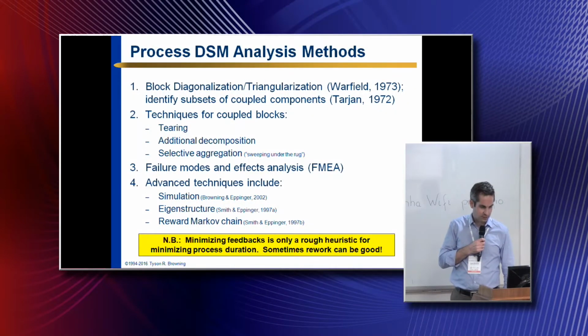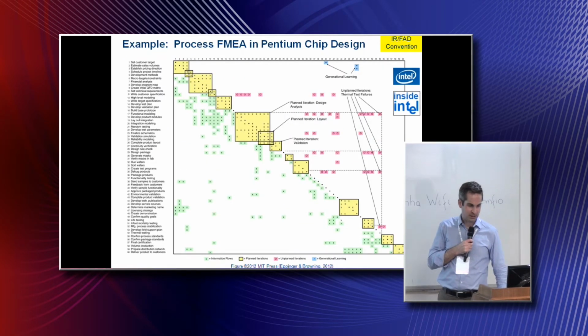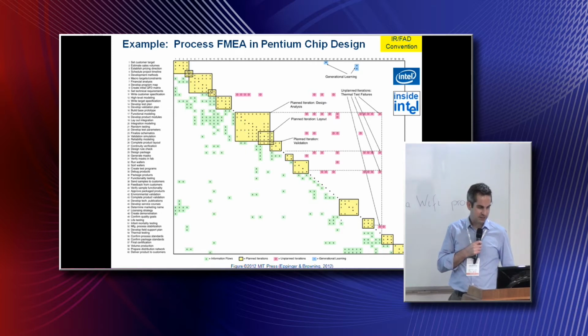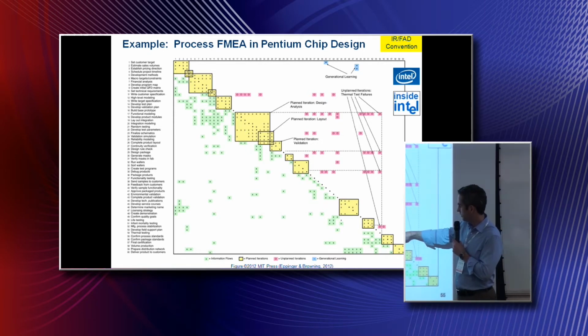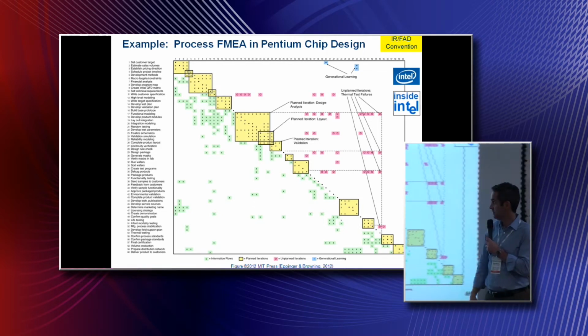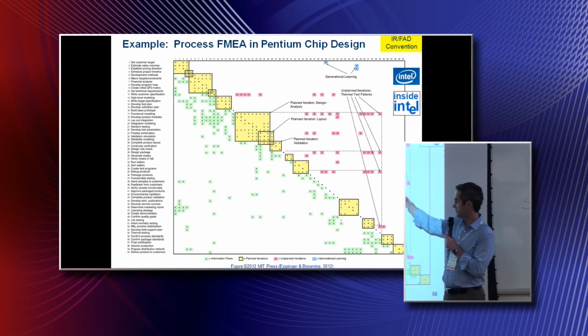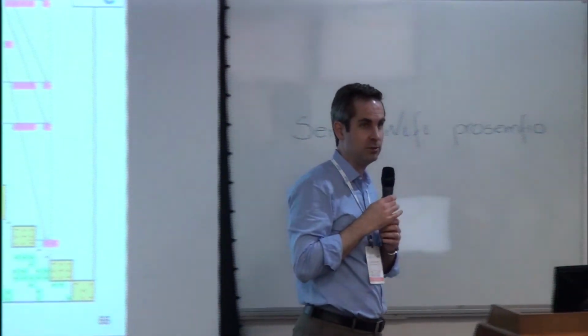There are some more advanced techniques here as well. There are examples of some of these in the book, like process failure mode and effects analysis. This example from Intel is a pretty classic one as well. It's a 60x60 DSM of tasks in the design process for a computer chip. And here we have feedback above the diagonal. We have some recognized and planned iterations, rework loops among some coupled activities. But then we also have out here a lot of potential failure modes in the process that might send us back to do rework upstream.